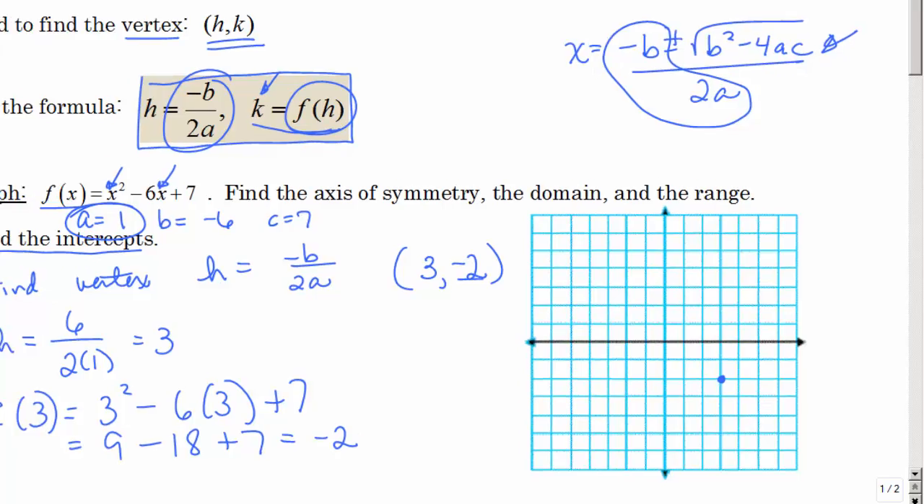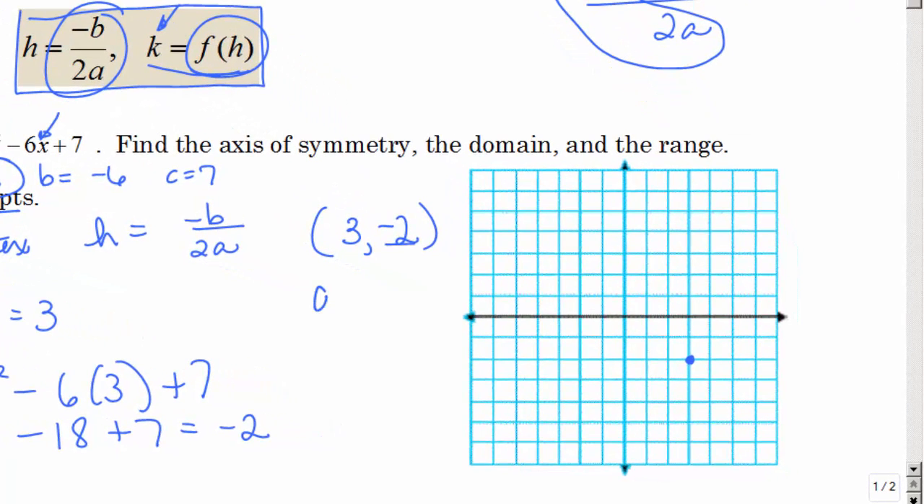Remember, we're going to use a. So since a is 1, we go from the vertex over 1, always the 1, and then whatever a is. So over 1 and up 1, over 1 and up 1. And remember, you cannot continue that process.